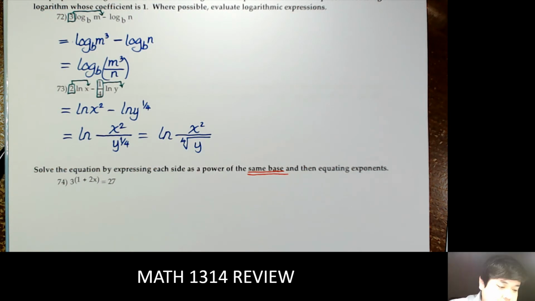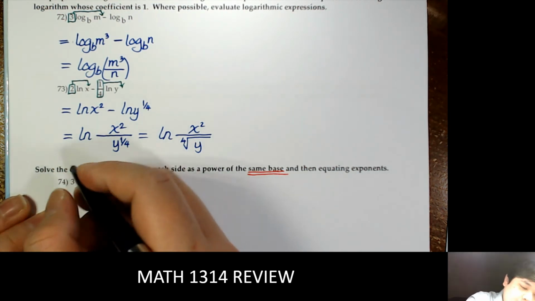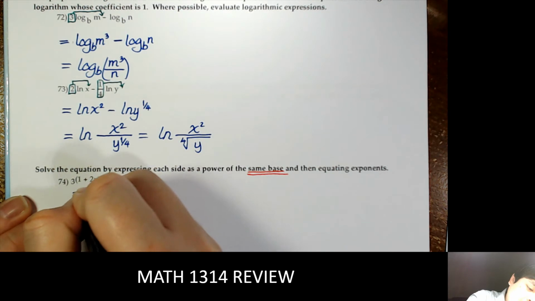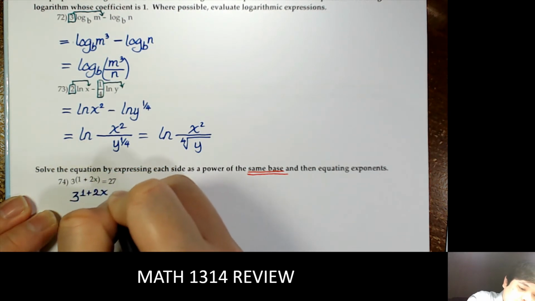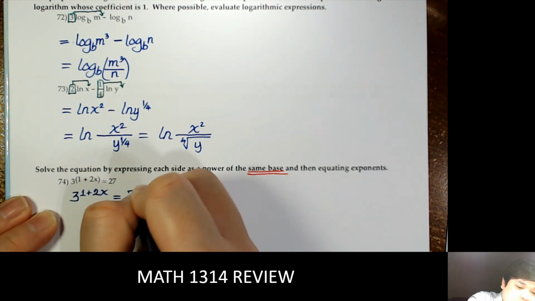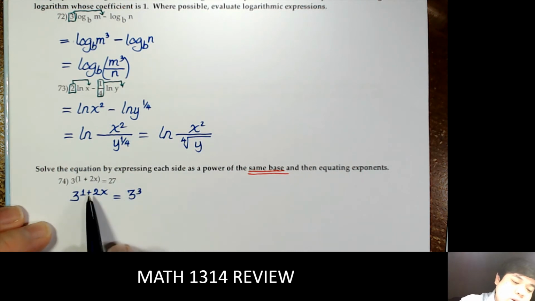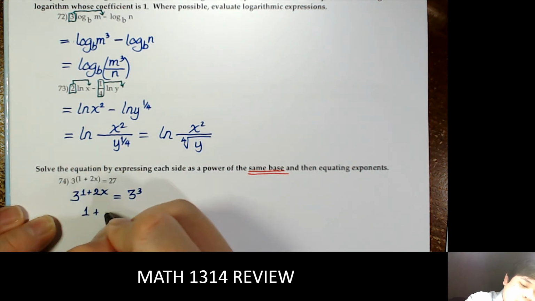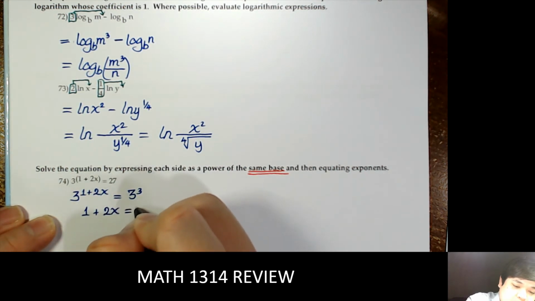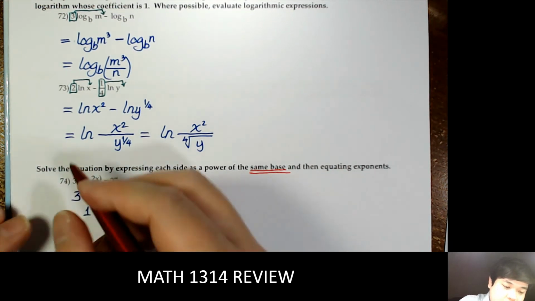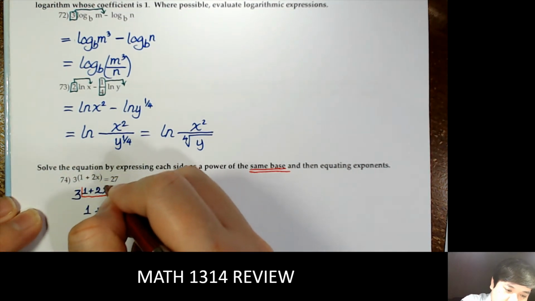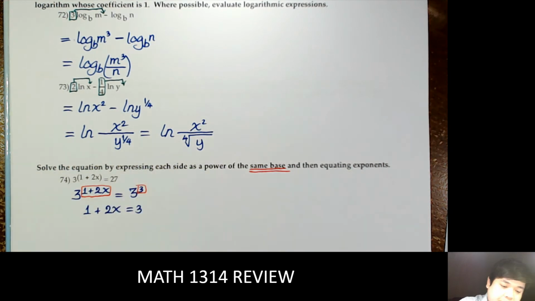Right, now 27 is 3 cubed. So write like that. Now the bases are equal, so the exponents must be the same. 1 plus 2x must be equal to 3. So we match the exponents. Bases are the same, exponents must be the same.